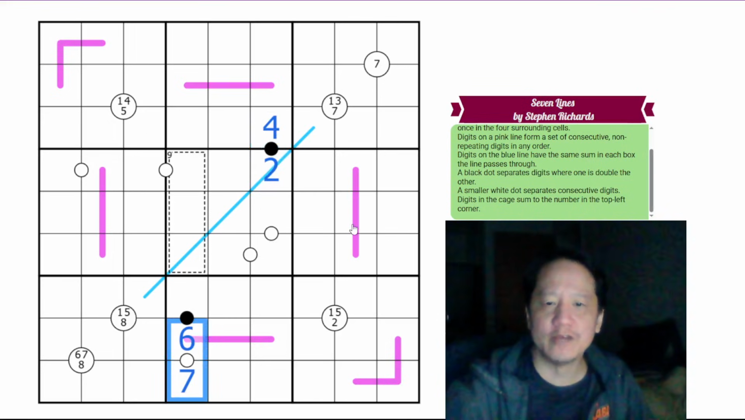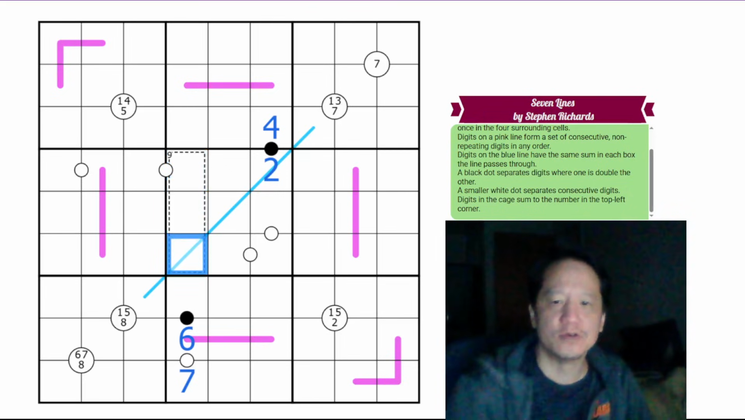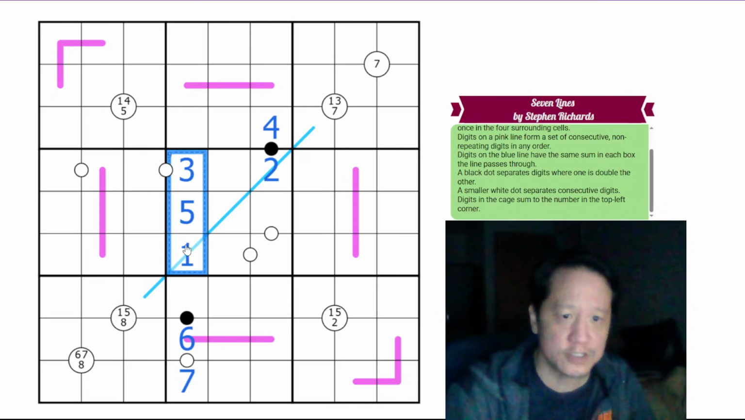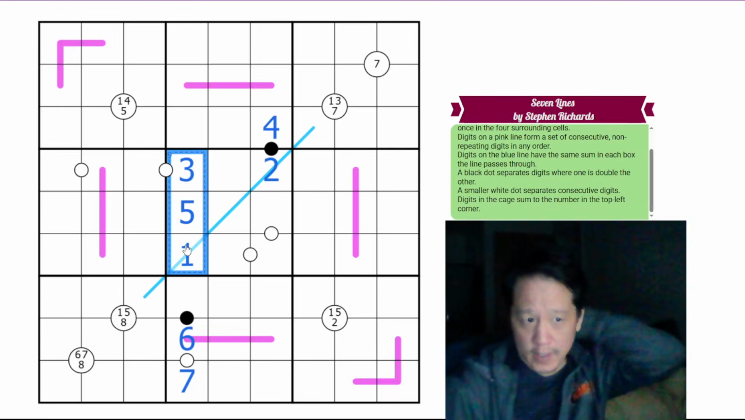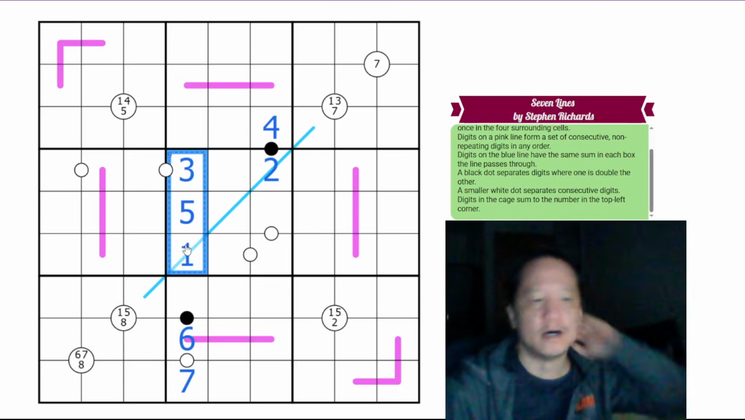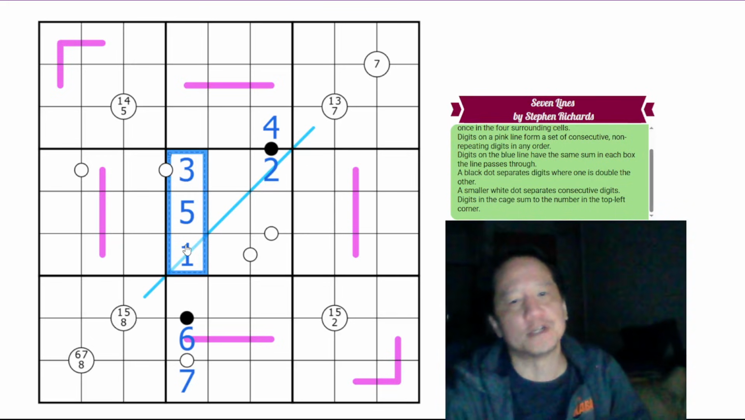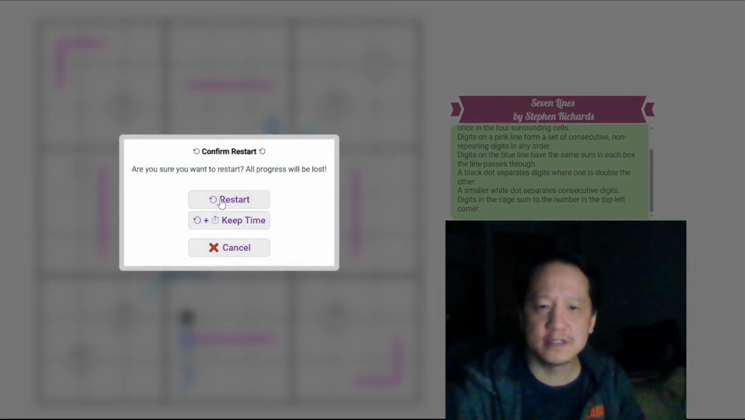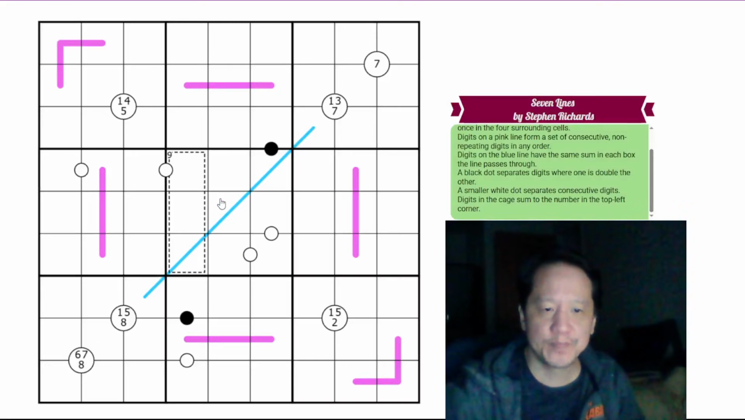And finally, we have digits in the cage summed to the number in the top left corner. So these digits must add up to 9, so you could have had 1, 5, and 3, and this would be valid because these 3 digits add up to 9. And these are also known as killer cages. And those are all the rules. If you'd like to play along, there's going to be a link in the description. And now, I'm going to get started. Let's learn how to Sudoku.